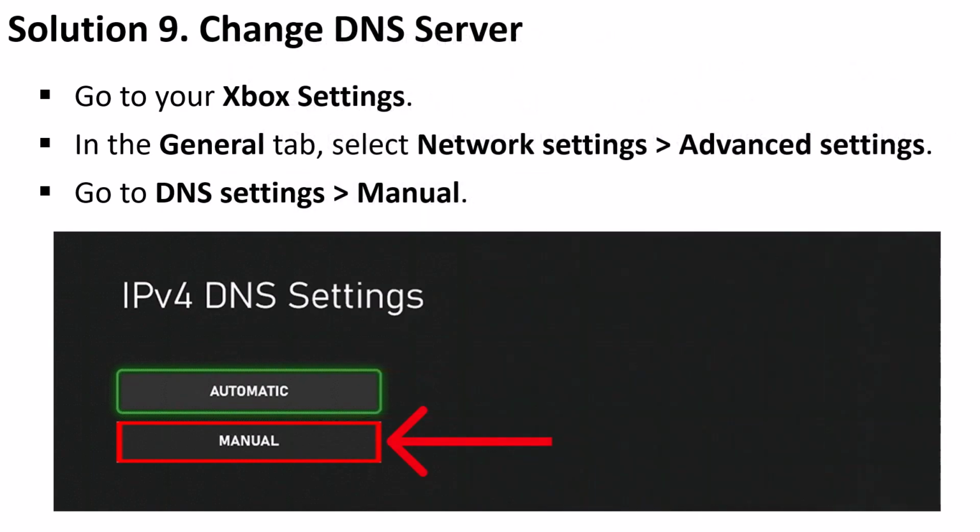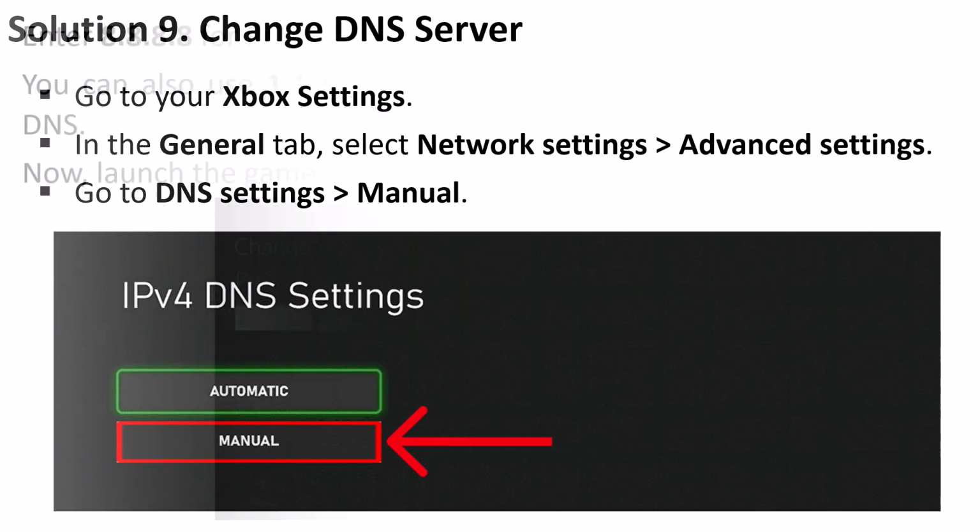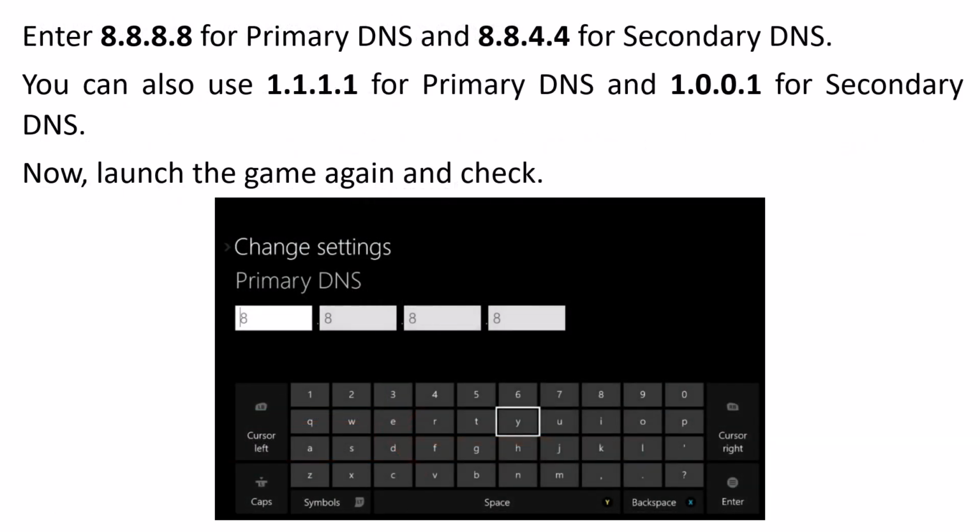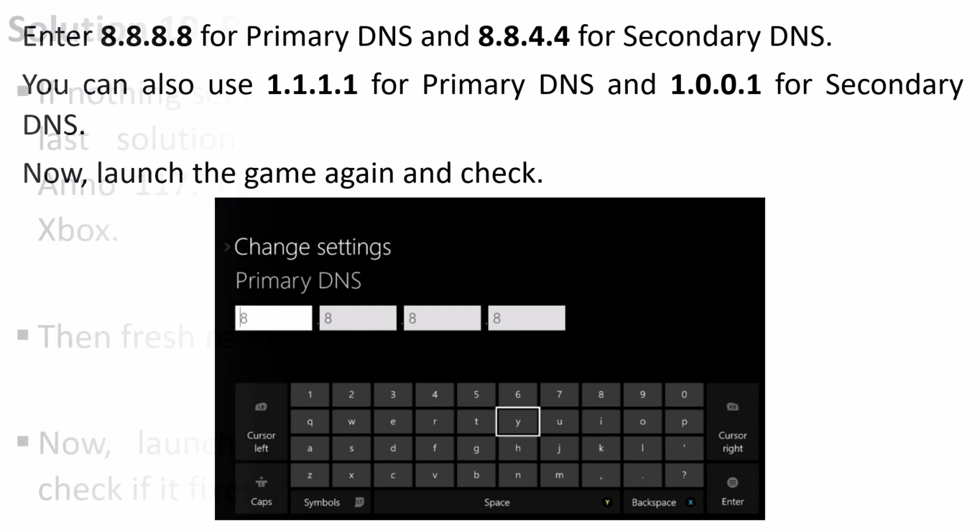Solution 9 is to change DNS server. Go to your Xbox settings. In the general tab, select network settings, advanced settings, go to DNS settings, manual. Now in the primary DNS enter 8.8.8.8 and in the secondary DNS enter 8.8.4.4 and then launch the game and check if your problem is solved or not. If not, then repeat the process and this time in the primary DNS enter 1.1.1.1 and in secondary DNS enter 1.0.0.1 and then save it and then launch the game and check if your problem is solved or not.